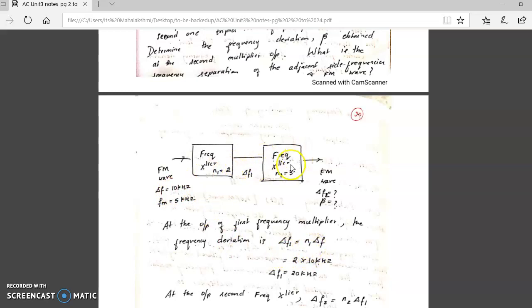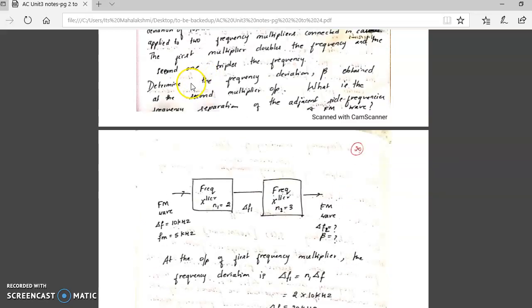Okay, next frequency multiplier is with multiplication factor equal to 3. So let us call it as n2 is equal to 3. So finally you will have an FM wave which is of different frequency deviation. Let us call it as delta F2. So now what all he has asked is, coming back to question, frequency deviation at the output should be determined and also modulation index. Okay, so he is asking delta F2 as well as beta.